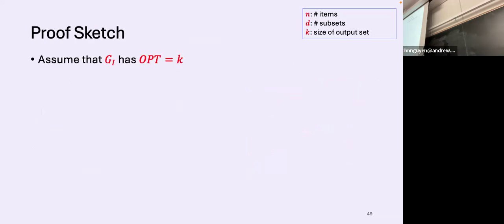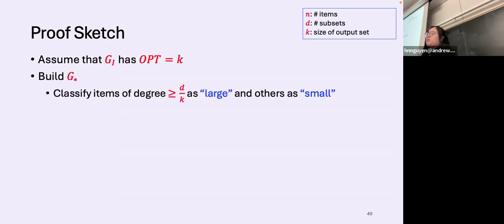All right. What is my proof step? Well, first, I know that the GI I start with has an OPT equal to k. And what I want to do is build G star. How do I want to build G star? I'm going to classify items with degree greater than or equal to d over k as large, and all the other ones as small. And these are the items specifically that are in my GI.